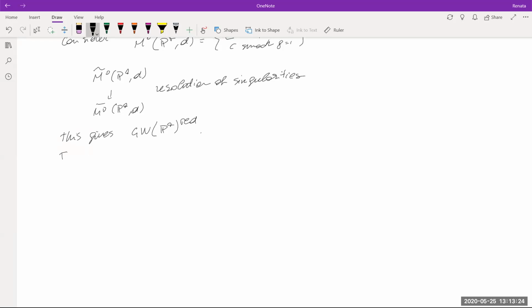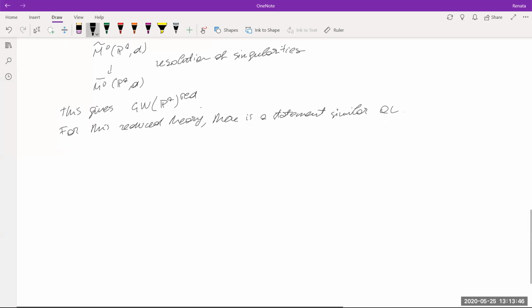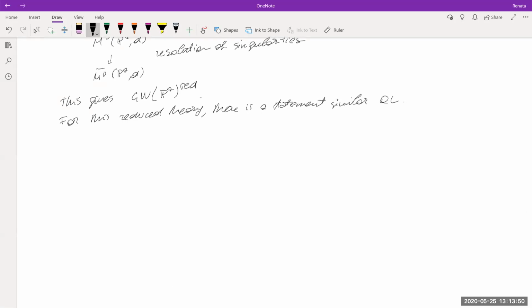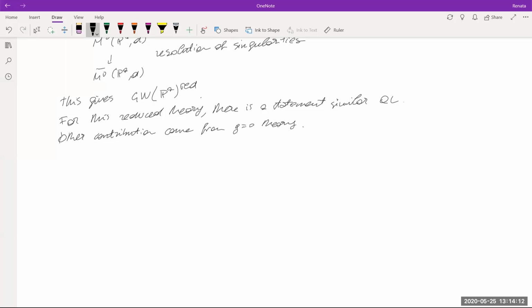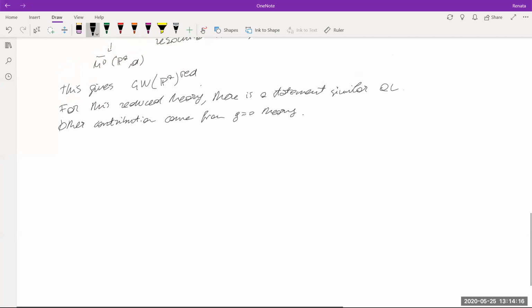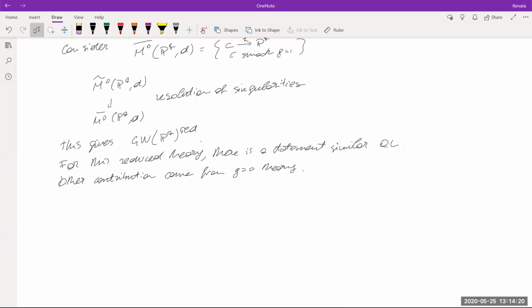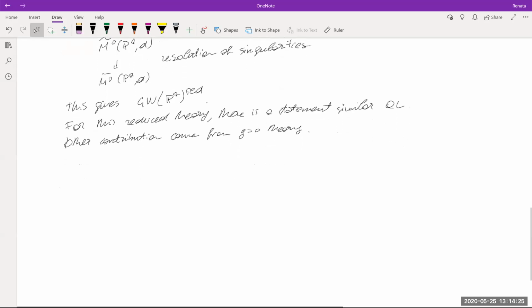And now for this reduced theory, there is a statement similar to what I called quantum Lefschetz, which allows one to compute this reduced theory, and then the contributions from the other components of the moduli of stable maps can be computed from genus 0, because the other components of the moduli space come from genus 0 curves. So this is also important in the proof of genus 1, but it's hard to generalize this approach to higher genus, because from what I understand, it's hard to compute the contributions from lower genus theories.